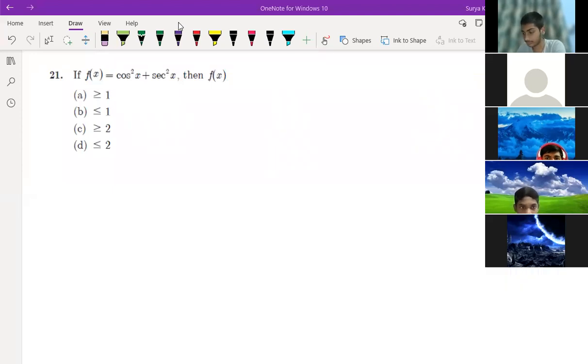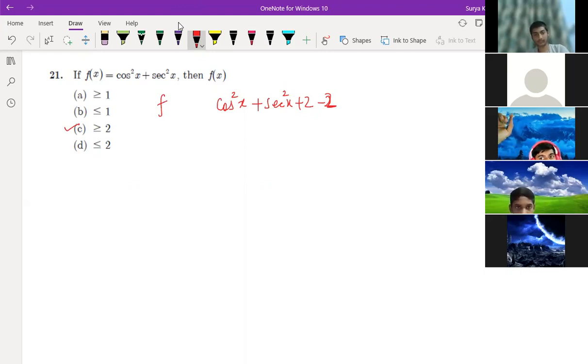Which answer is correct? Samarth, you are saying which answer is correct over here? Sir, as I have calculated, C option is correct. C option. Yeah. cos square x plus sin square x, then f(x) is equal to what? We can just add 2 and subtract 2. Add 2 and then subtract 2. What do we get from this? We will get cos square x plus sec square x minus 2 into cos x into sec x, because cos x into sec x is equal to 1, plus 2. cos x into sec x is equal to 1.